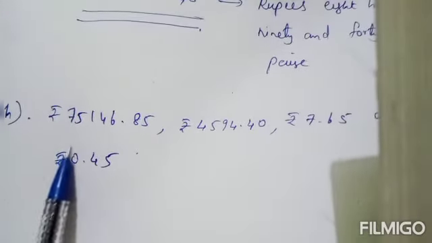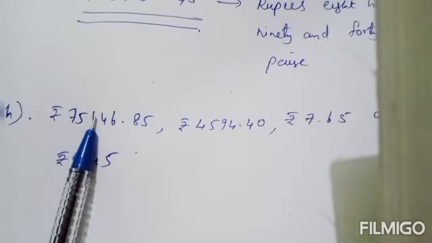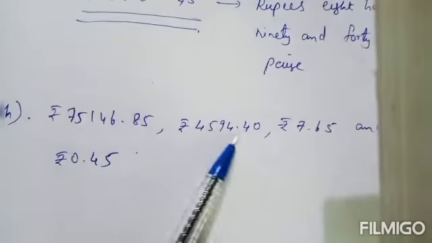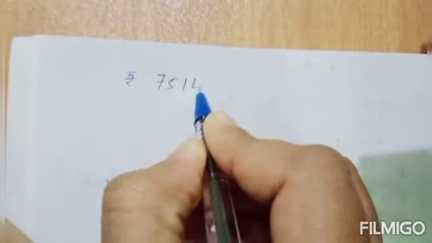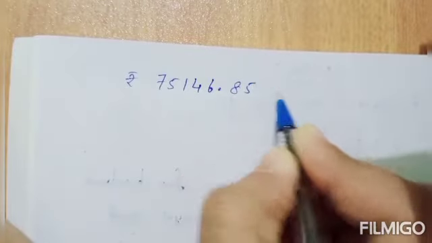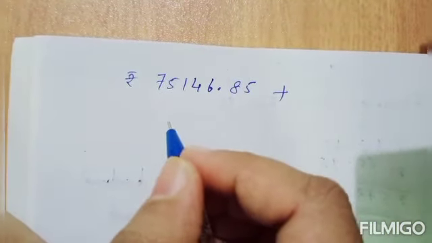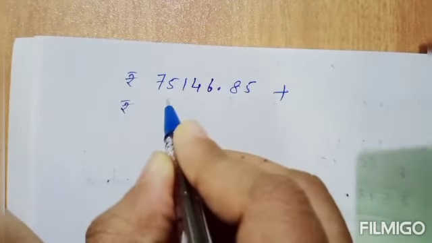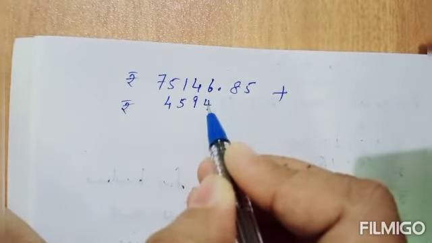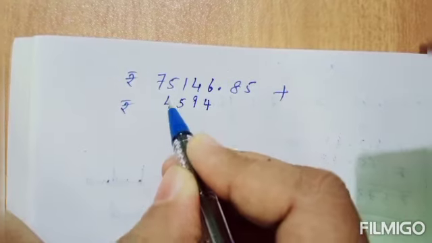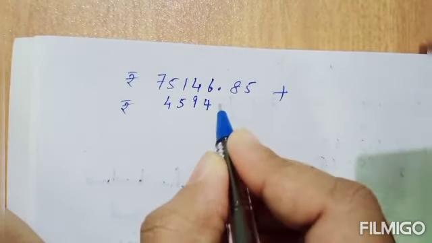H, rupees 75,146.85, rupees 4,594.40, rupees 7.65 and rupees 0.45. So first, arranging the given amounts in column, what you will get? First, rupees 75,146.85 plus, now 4,594.40. So it is rupees 4,594. Here ones place digit should come under same column. Tens place, hundreds place, thousands place. Okay, in that way you have to write the numbers one below the other.